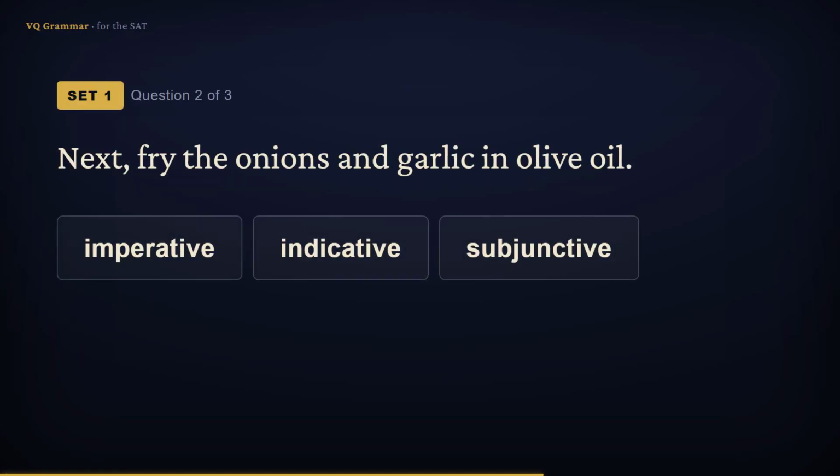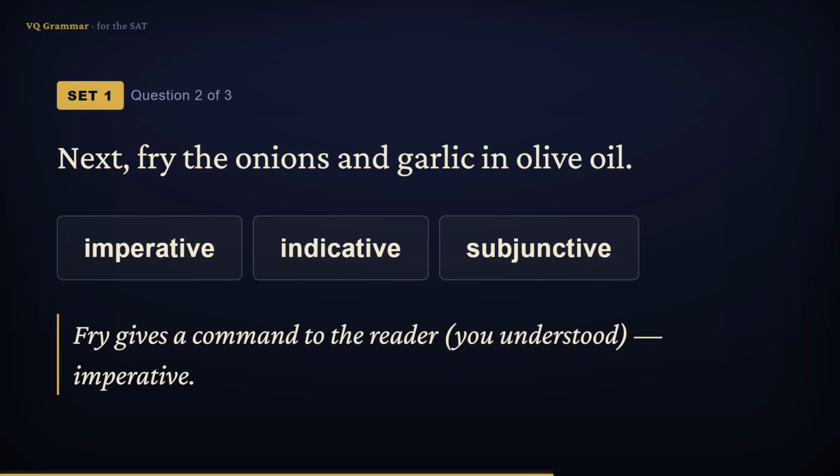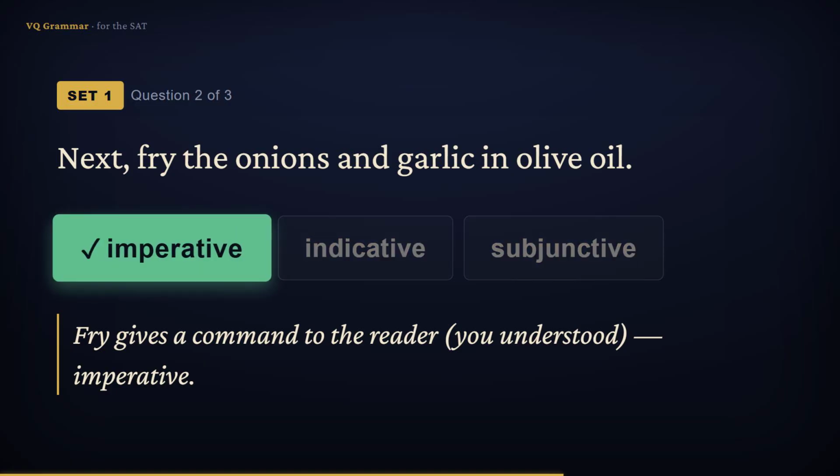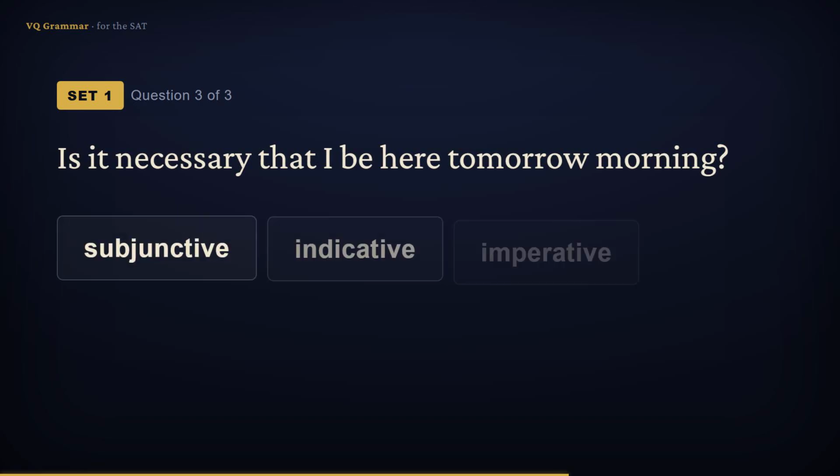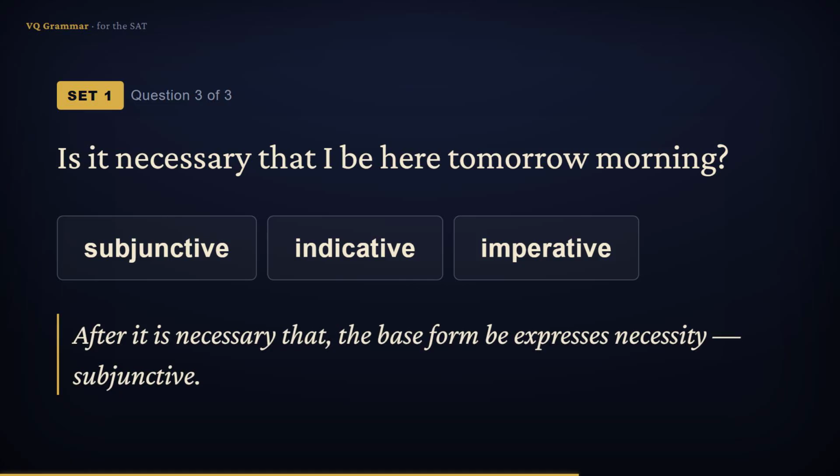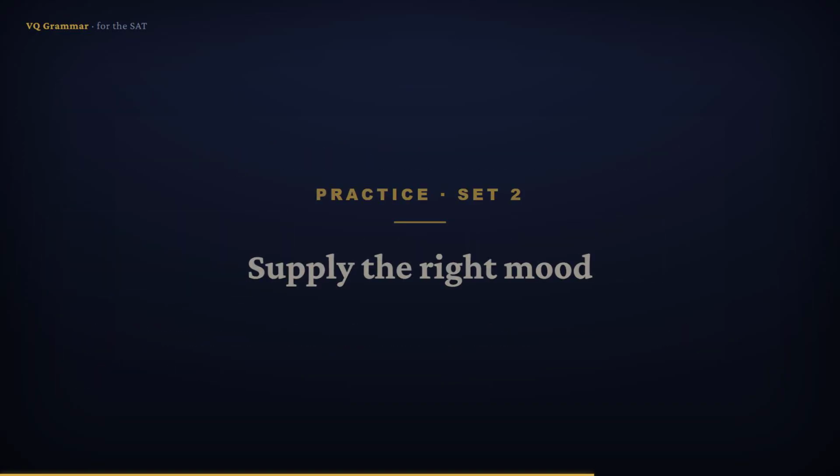Next, fry the onions and garlic in olive oil. Fry is a command to the reader with you understood, so it's imperative. Is it necessary that I be here tomorrow morning? After it is necessary that, the base form be expresses necessity, so it's subjunctive.